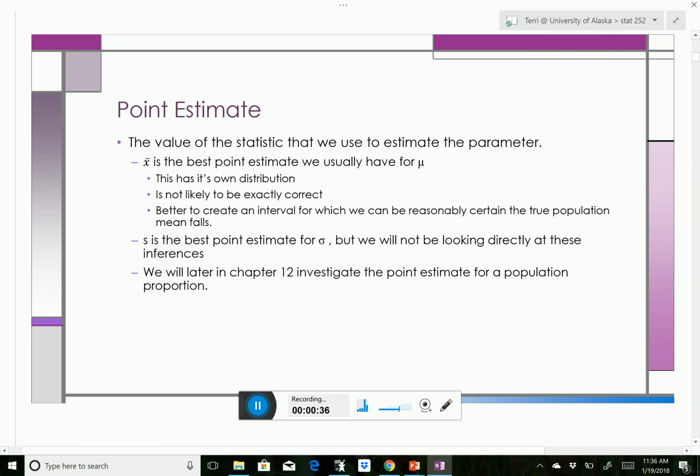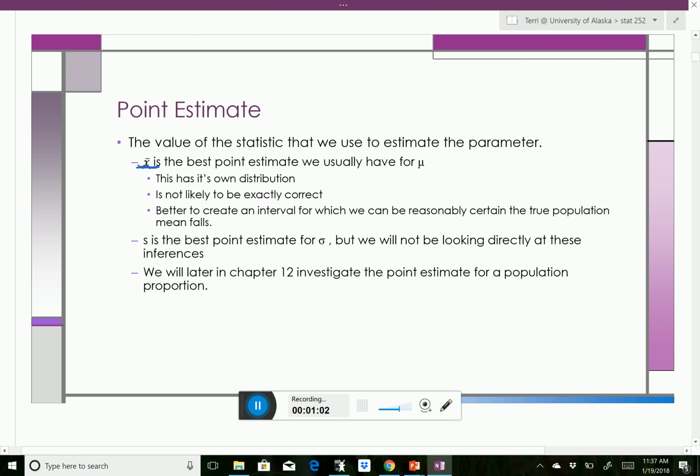So the first thing we're going to talk about is a point estimate. Now, a point estimate, don't get too bogged down in the definitions here, but a point estimate, that's the value of the statistic that we use to estimate the parameter. So in other words, the point estimate for mu is just X bar. So if I'm asking for a point estimate, you can just give me X bar if I ask for a point estimate from you. Now remember, X bar, our point estimate, has its very own distribution. We learned that in chapter 7.